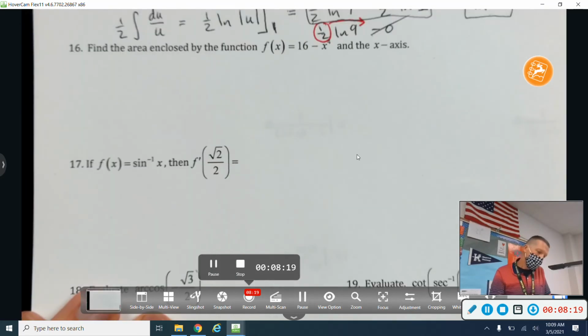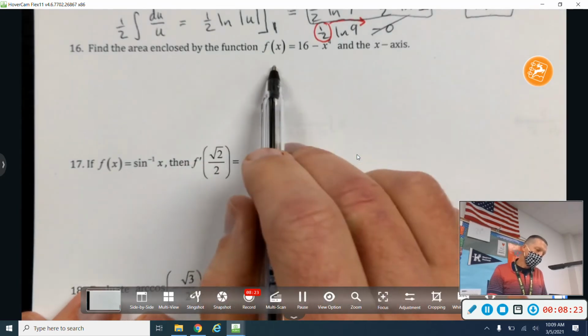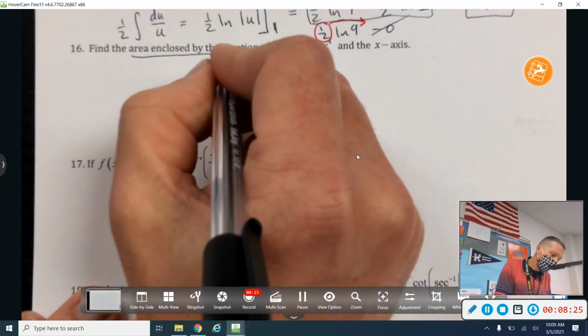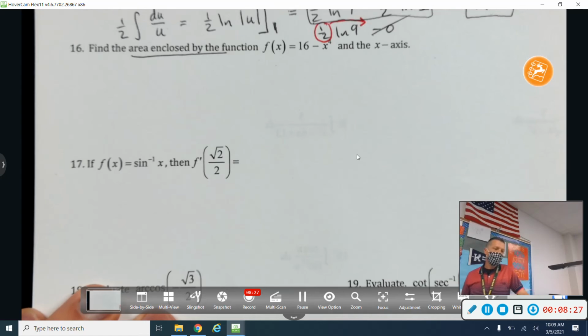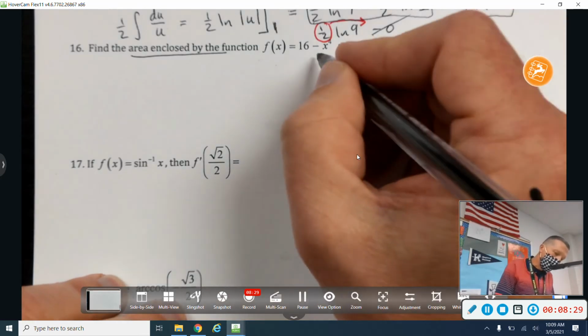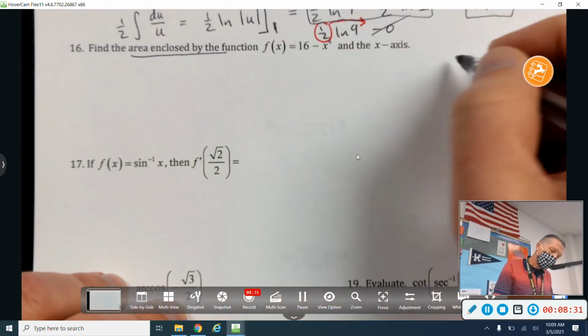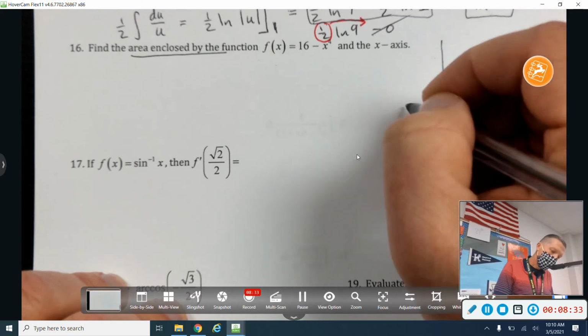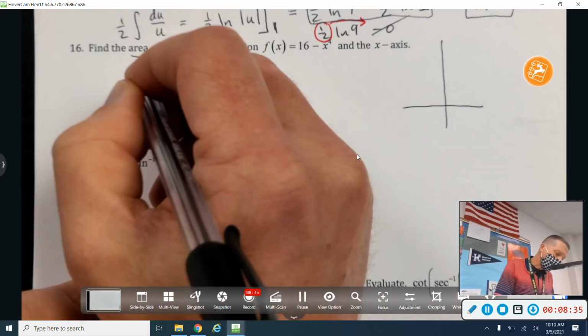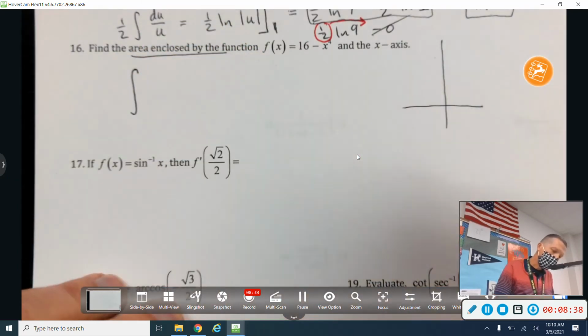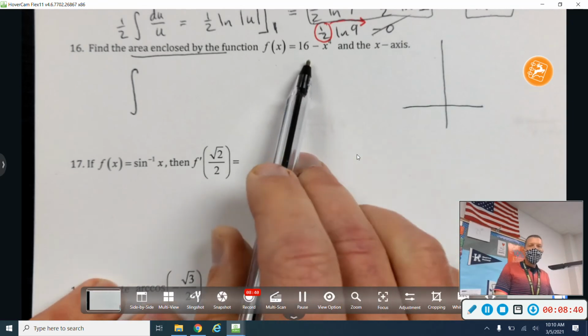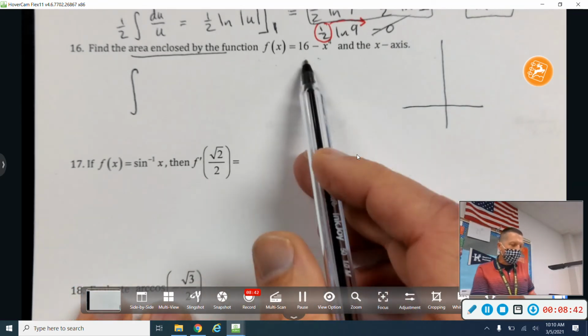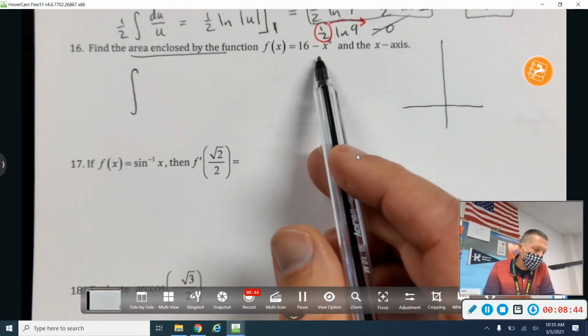Let's look at number 16. Find the area enclosed by, again, code word for take an antiderivative of this function and the x-axis. So extra sneaky, it doesn't tell us what the limits are. Let's see, 16 minus x to the 4th. I need at least a rough picture of what's going on here.